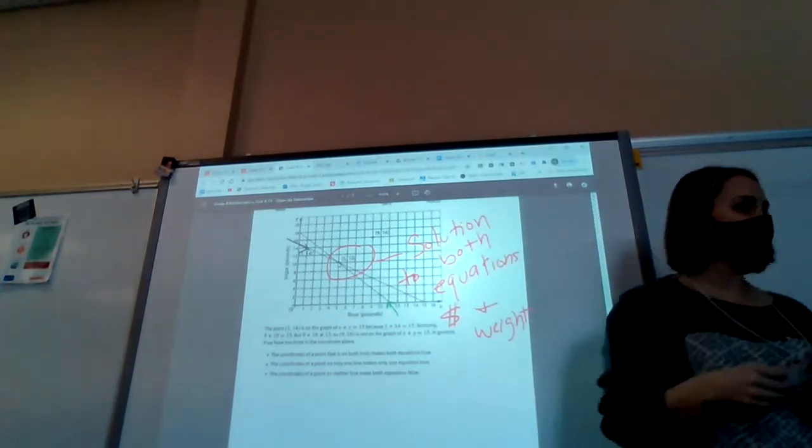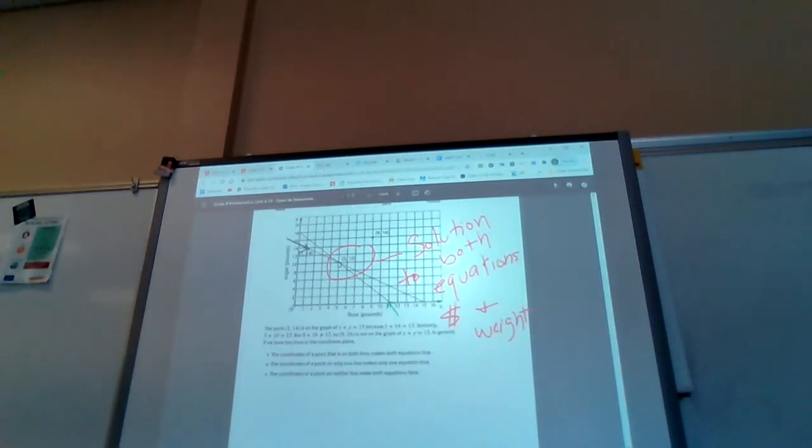Pretty much if it's on that line, 5 and 10, it's going to equal $15. One line equals pounds, one line equals dollars. The minimum reason why if it's on the line, it equals.